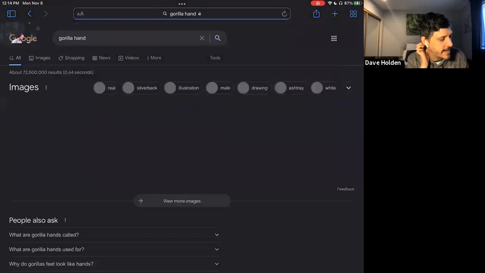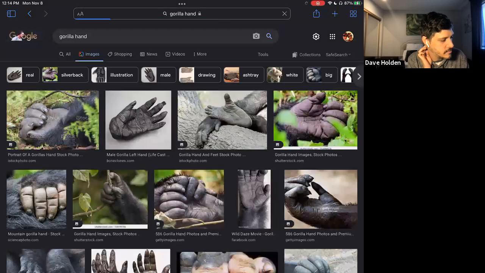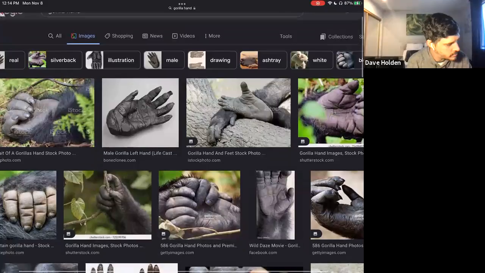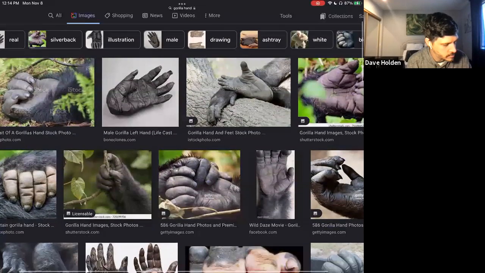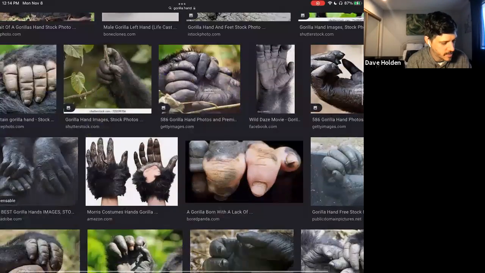If we look at a gorilla hand, not a costume, thanks.